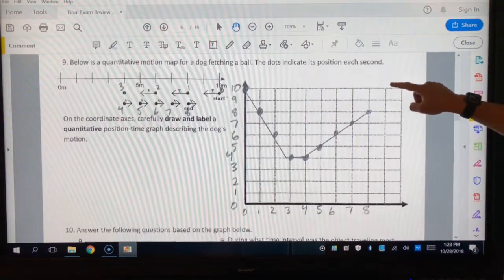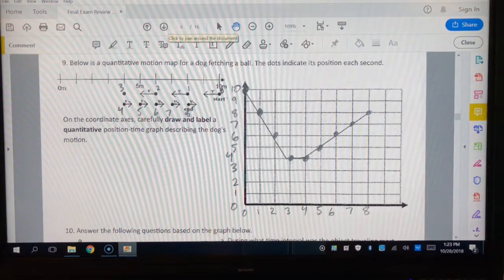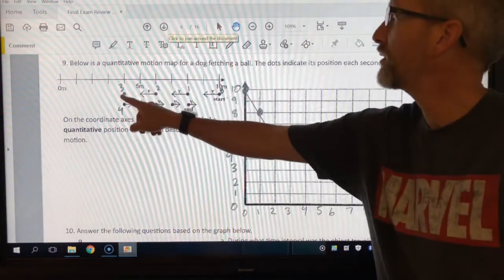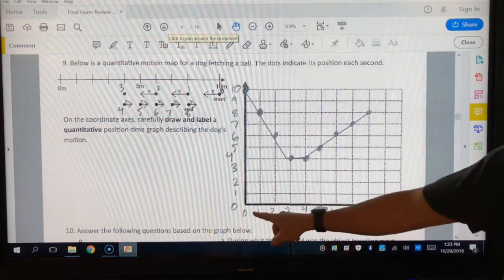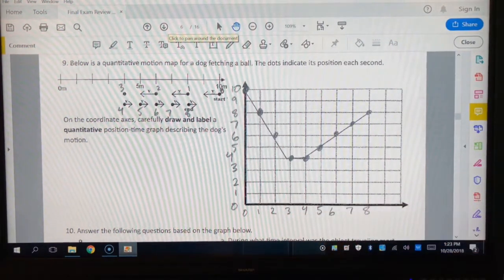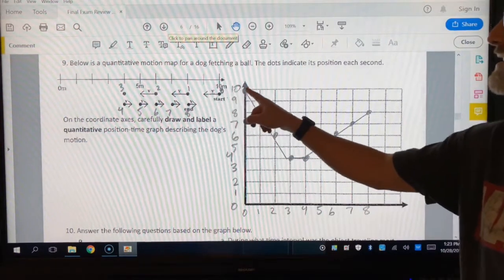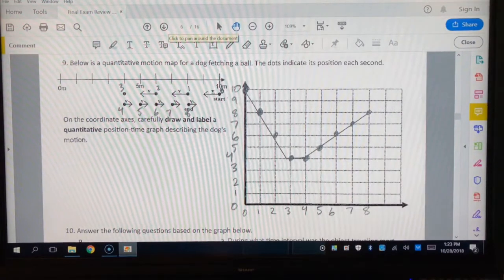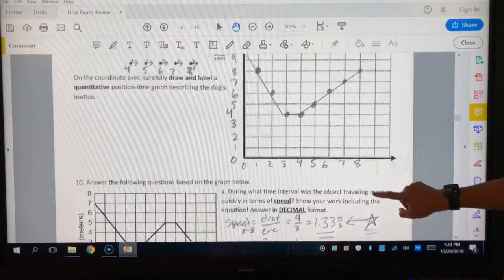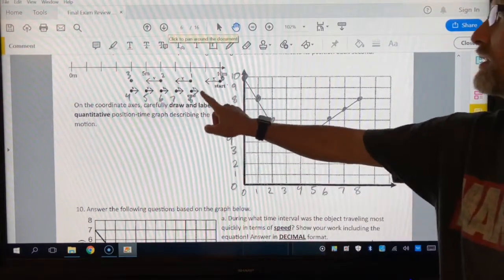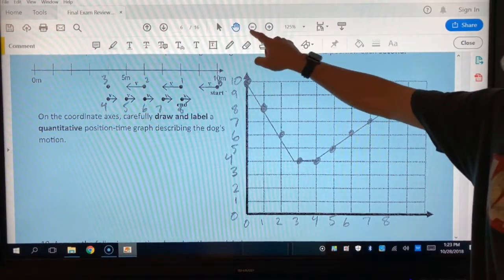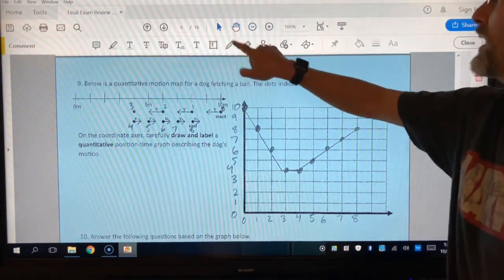For number 9, they show a quantitative motion map for a dog fetching a ball. The dots indicate the position at each second, so I went in and put the seconds in 0, 1, 2, 3, 4, 5, 6, 7, 8. That way I know that I need dots at each one of the 8 times. My first dot is at 10 meters, and then I just went through and followed through with my dots and made my graph. Probably should have also gone through and labeled the graph so that it has everything on it that I need. I didn't do that on this one, obviously, but I should have.